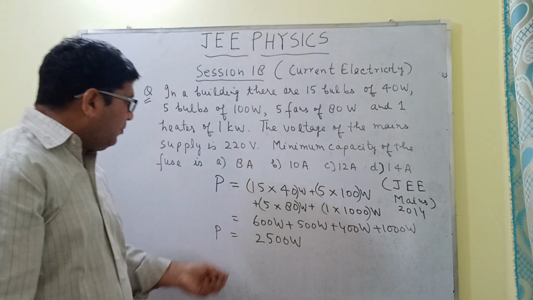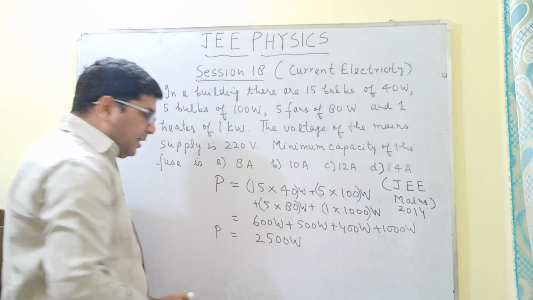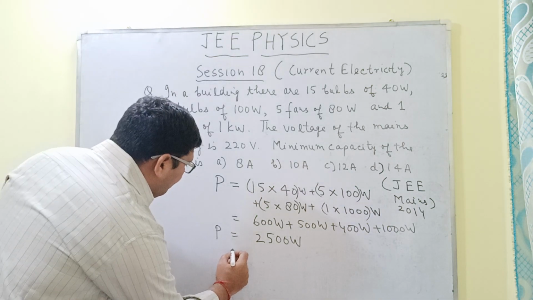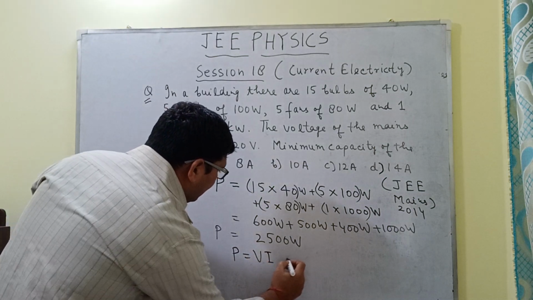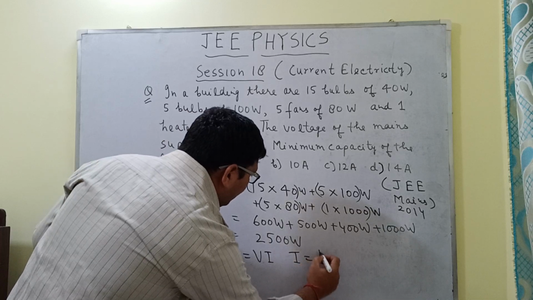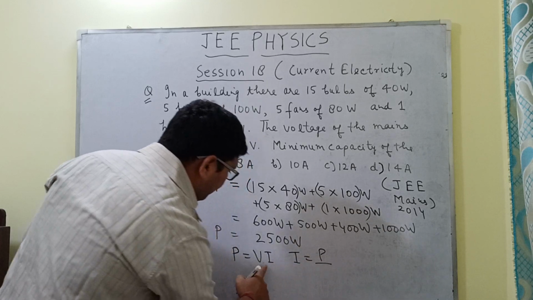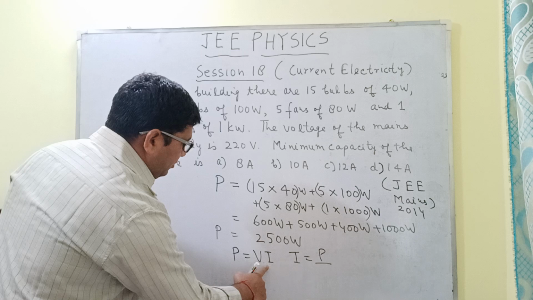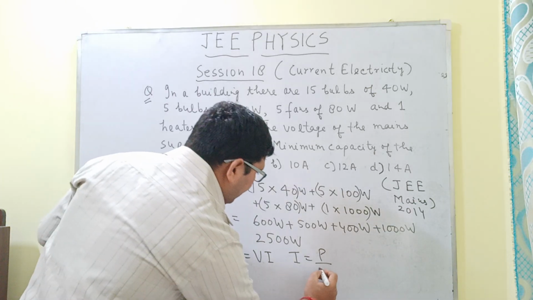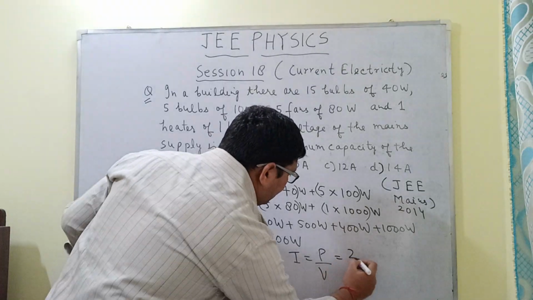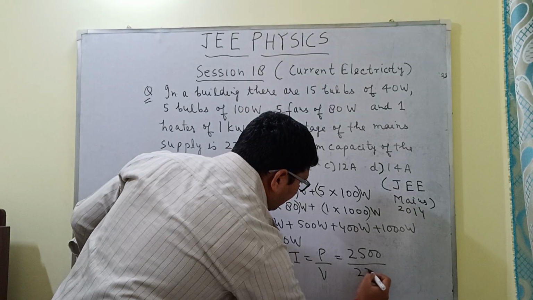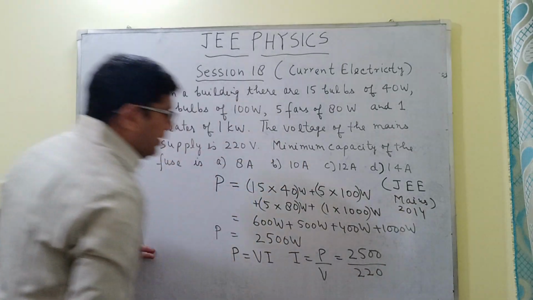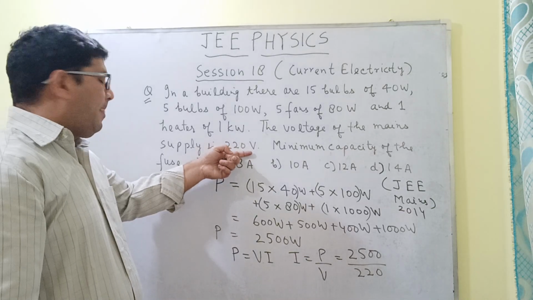So if all the appliances are running at the same time, then now we know that P is equal to VI, so the current I will be equal to P upon V. Now the total power consumption is 2500 watt. The voltage supply is equal to 220 volts, which is given here.